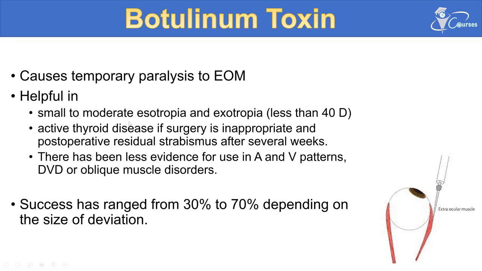If you have multiple choices and are asked which one will benefit most from botulinum toxin, it will be mild to moderate exotropia and esotropia, and thyroid disease. It will be less helpful for A pattern and V pattern, dissociated vertical deviation, or oblique muscle disorders. Success has ranged from 30% to 70%, depending on the size of the deviation.